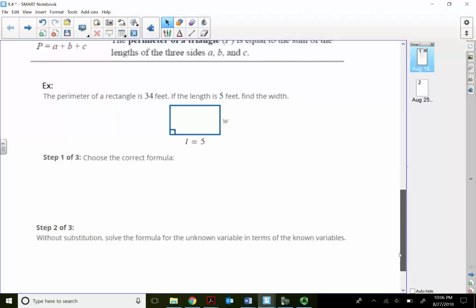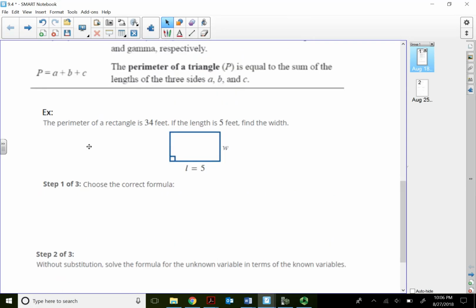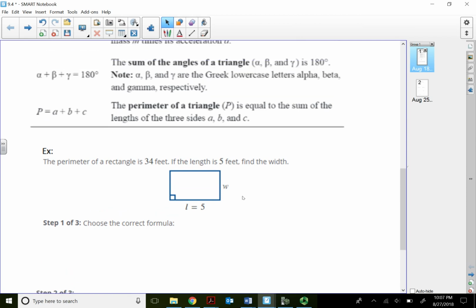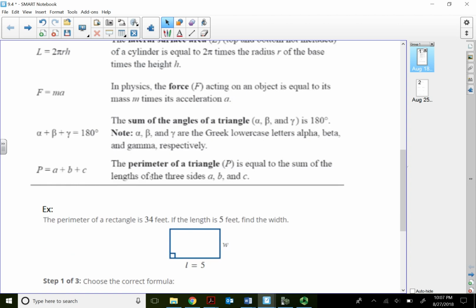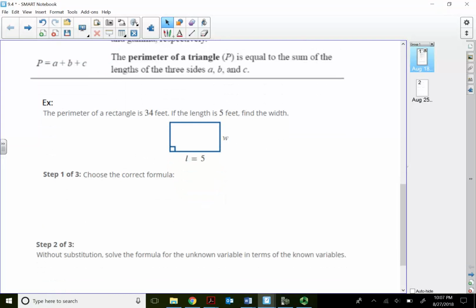I'm going to show you how to do this very first example by using three different steps, and I have other examples where we don't have to do all three steps. We're just solving for a specific variable. So the perimeter of a rectangle is 34 feet. This problem already told me all four sides together is 34 feet. The length is 5 feet. Find the width. Step one of three wants me to choose a correct formula. Since I'm dealing with the perimeter of a rectangle, I choose P equals 2L plus 2W. That's the one I will choose.